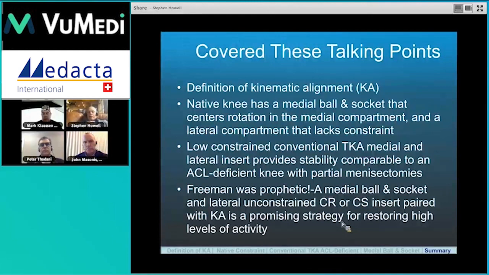Go back and just do a little brief research. Read those 3 papers, scrub the video back to that slide, get the references, and read those 3 seminal papers that discuss the native knee that has a ball and socket, that it rotates around the medial compartment, and that the lateral side should lack constraint. Understand that if you're currently using one of the more commonly available inserts that has less constraint medial and lateral, you're really reconstructing an ACL deficient knee with partial meniscectomies.